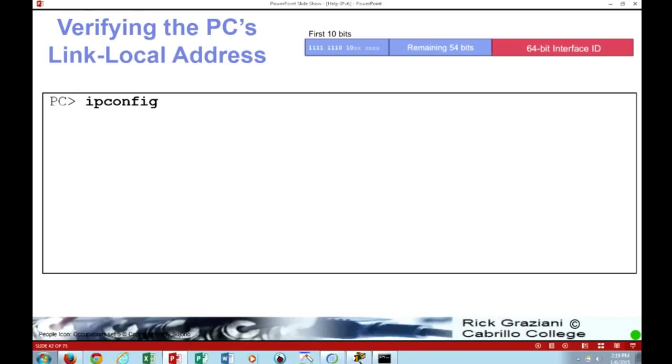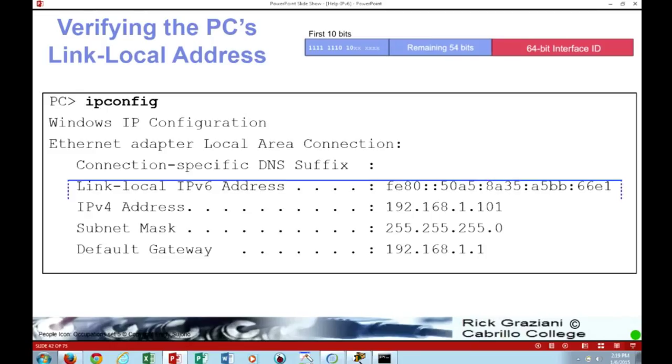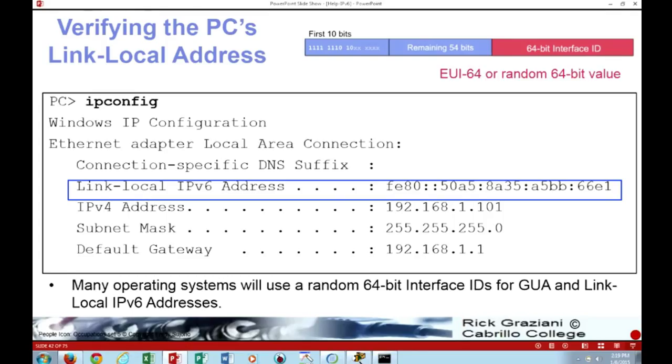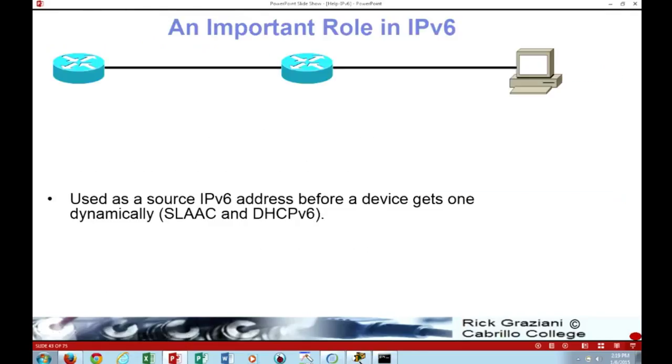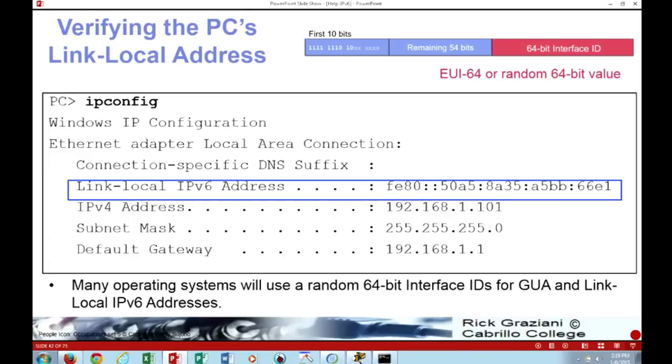Read my mind. Okay, so first of all, we've seen these addresses when we do ipconfig, right? I've got an IPv6 address, it's just its link local address. So how did this one get assigned? Randomly. That one got assigned randomly because you don't see the FFFE. I'm going to talk about why that's the case in a moment.